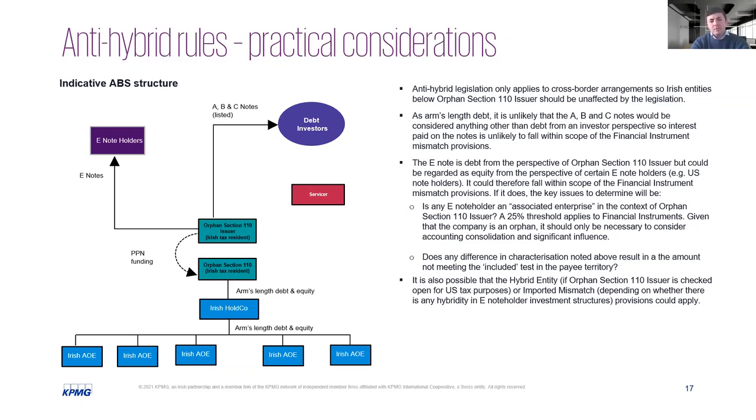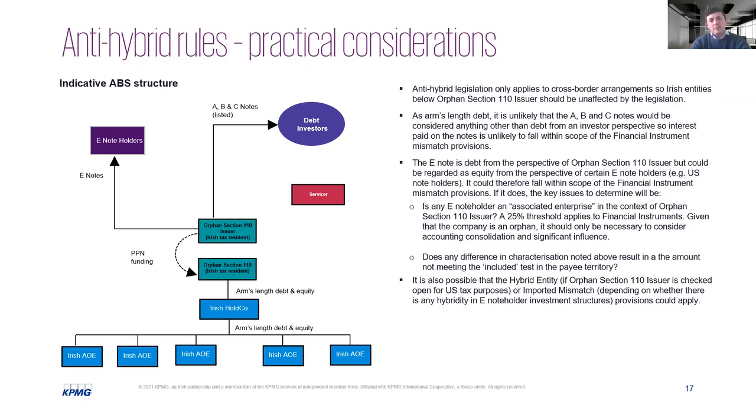If we work up the chain from the bottom, we can see the Irish aircraft owning entities are making payments to an Irish company, so there's no cross-border element. Similarly, that follows the whole way up until the orphan Section 110 issuer. So we don't really need to assess the hybrid provisions on those payments that are within the Irish group.